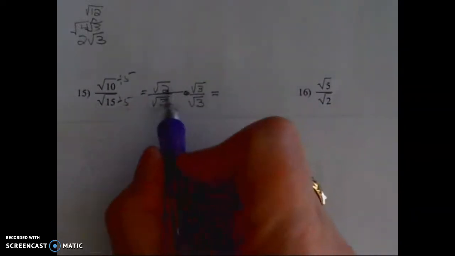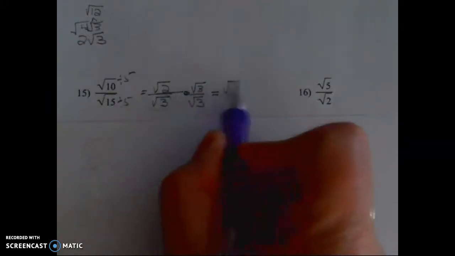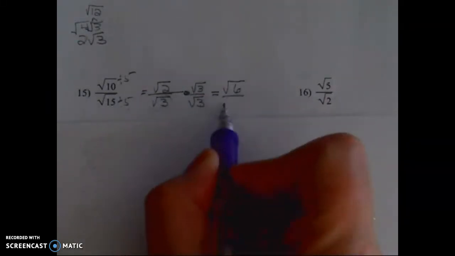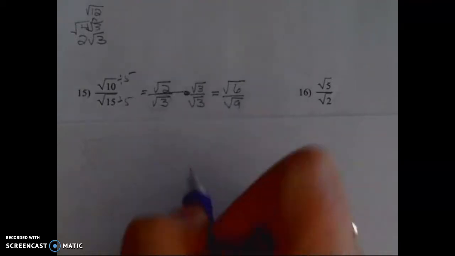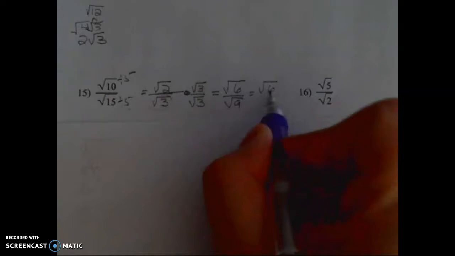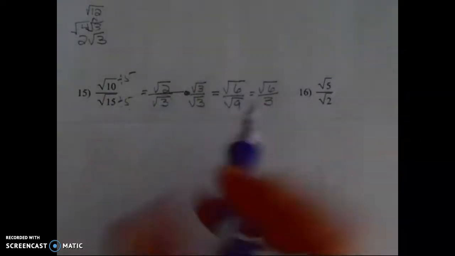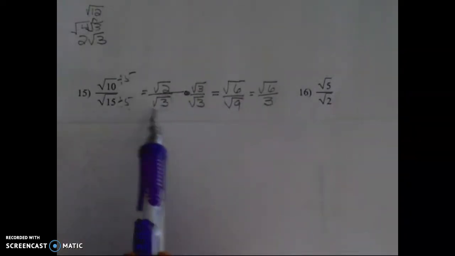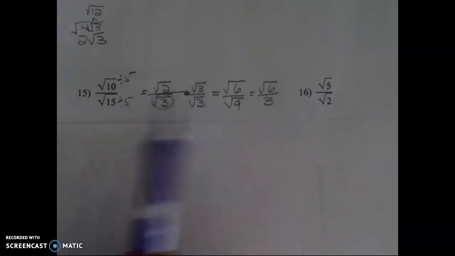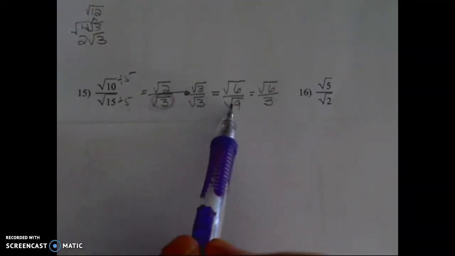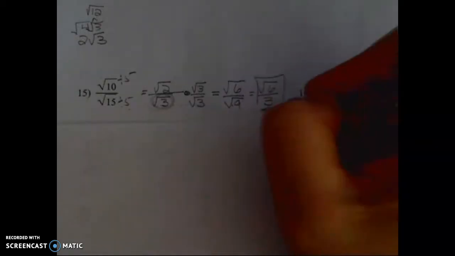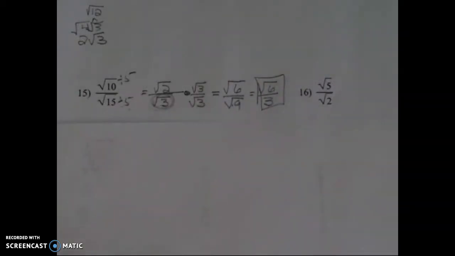In the numerator, 2 times 3 is 6. In the denominator, 3 times 3 is 9. Oh my gracious, there's a perfect square. Final answer is root 6 over 3. You can't have this in the denominator, so you multiply by this number, top and bottom, and it pushes this into a perfect square, and out into a whole number. Go back and watch that again if you need to.